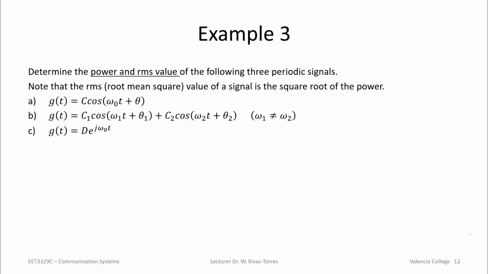A couple more examples. So here's example number 3. We want to determine the power and the RMS values. These are all periodic signals, so that's why we're just going to go ahead and calculate the power and RMS value.